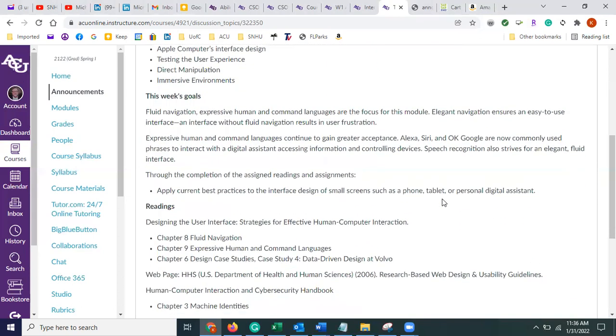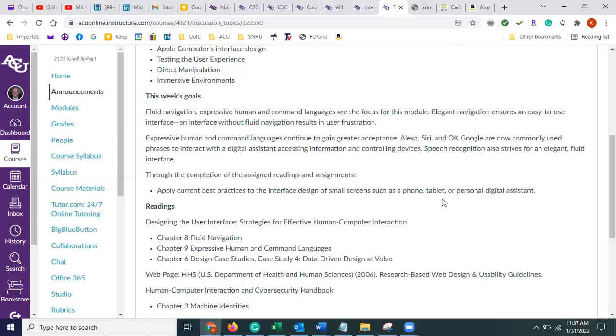And so this week's goals, we'll look at fluid navigation, or creating that elegant interface that's really fluid where the user isn't thinking about it. Apple was a great example of this. Once you use an Apple product and you know how to turn it on, you know how to scroll through the menus, it's very fluid in that respect. You're not digging and searching for the next step.